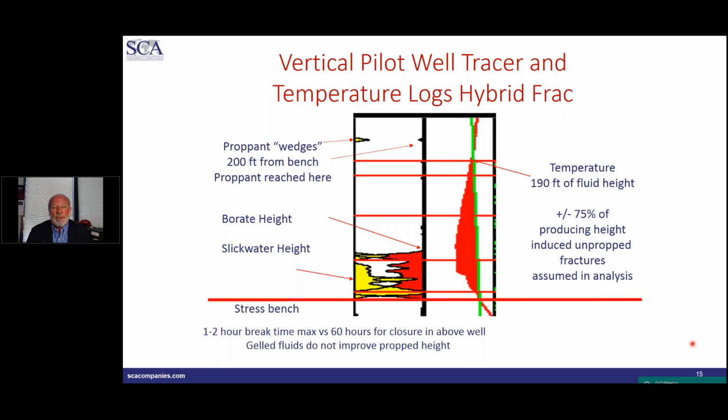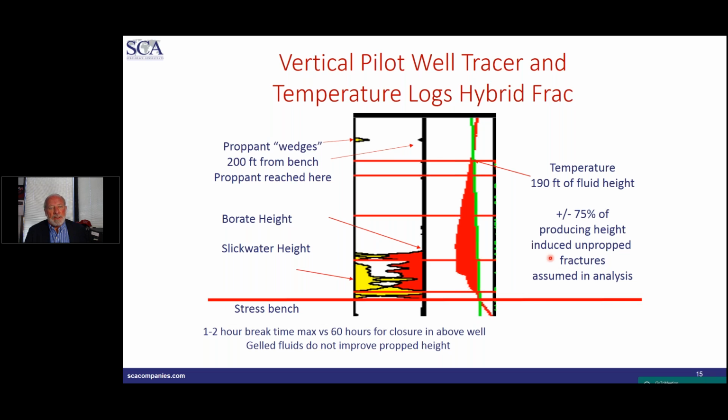Ran in tracers both in the slick water portion of the hybrid and then the tail end borate part of the hybrid. Borate's in red, the slick water's in yellow. You can see basically the propped height's the same. You can get propped height in a shale well just by running the slick water model to come up with what your height's going to be, because your closure time of basically 2 days versus 3 days versus your break time of 2 hours creates quite a disconnect there.